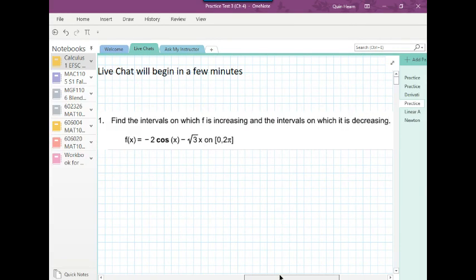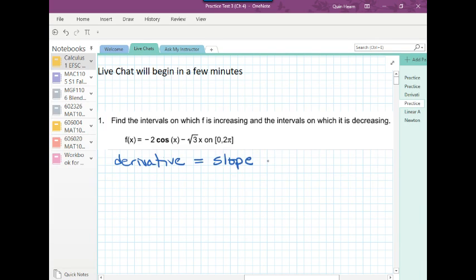The first one is item number 1. It asks us to find the intervals on which f is increasing and the intervals on which it is decreasing. All right, so this is one of the most fundamental concepts in calculus, and that is that you can tell whether a function is increasing or decreasing by looking at its derivative. Because remember, derivative is actually slope. That's all it is. It's a formula for the slope of a function.